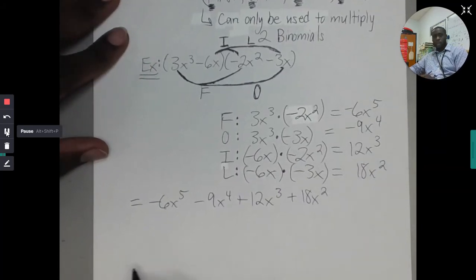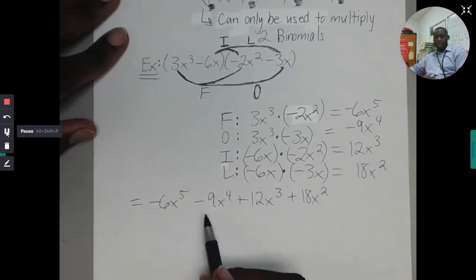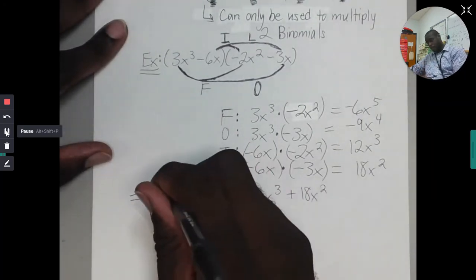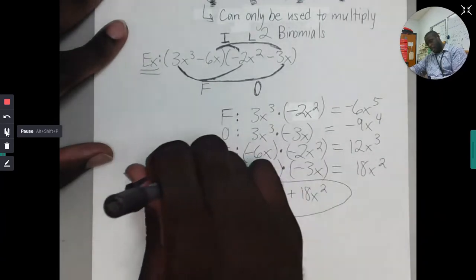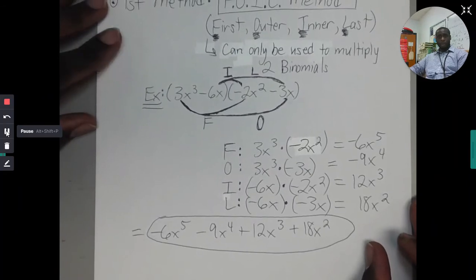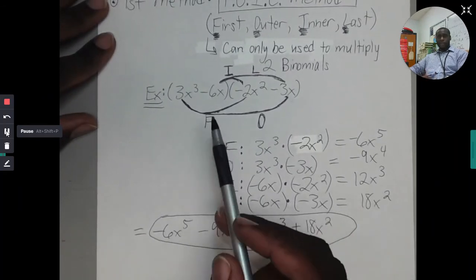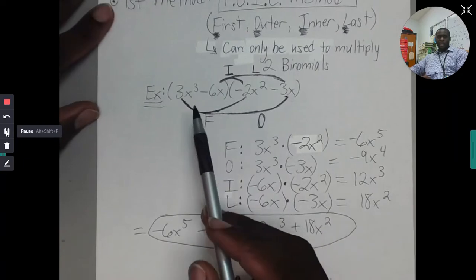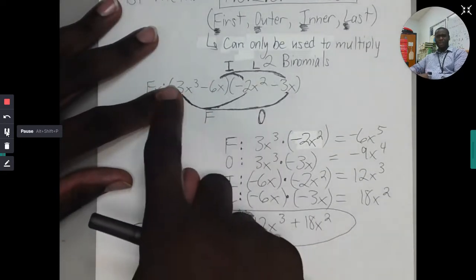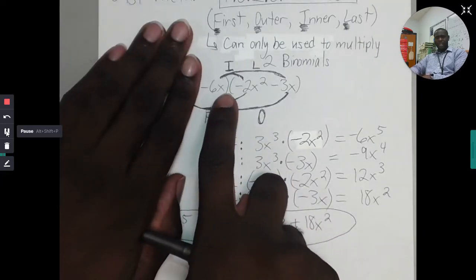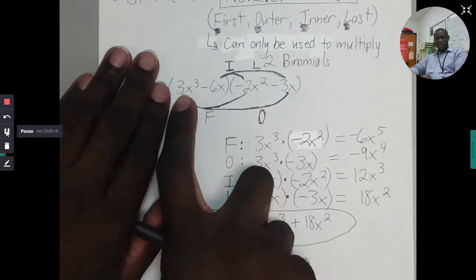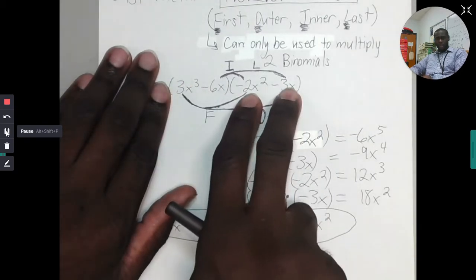Okay. So again, when you write it all out with your F, O, I, and L, there we go. We've used the FOIL method. Again, it's just a way to possibly help you remember that you're distributing not only just the negative 6x to both of those, but you're also distributing the 3x cubed to both of these terms. Okay.